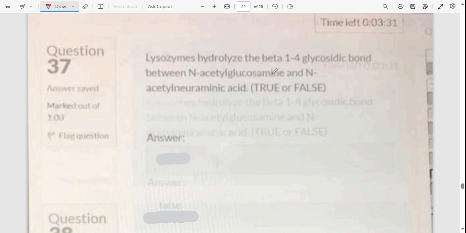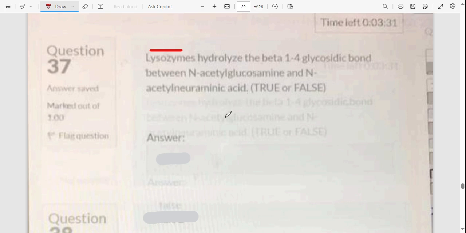Lysozymes hydrolyze the beta 1,4 glycosidic bond between N-acetyl glucosamine and N-acetyl muramic acid. True or false? Now, lysozyme is an enzyme that is found in tears. This enzyme can break the bonds which are found in bacteria. And so because those bonds found in bacteria are broken, bacteria can actually take in water and burst, and so it is destroyed. That is how tears protect us.